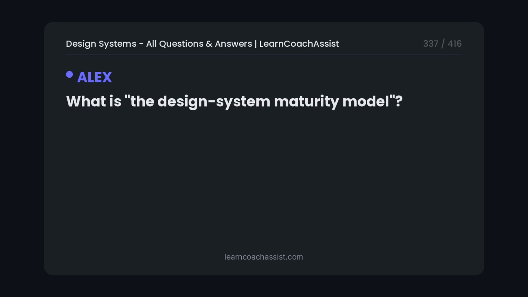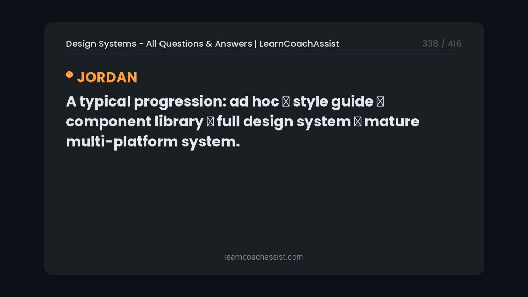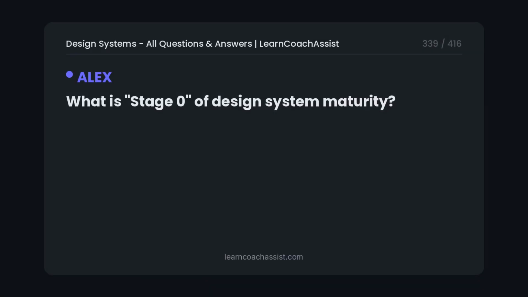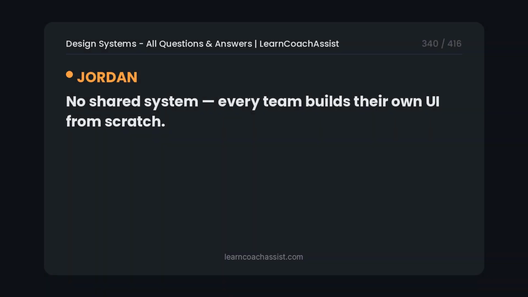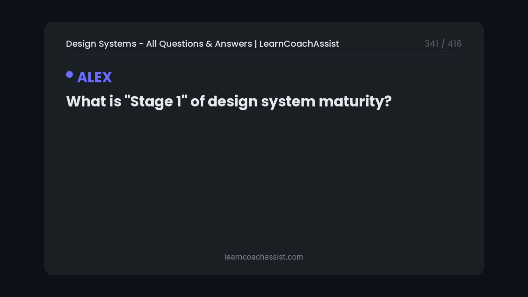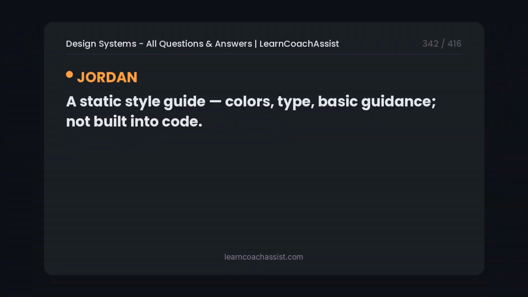What is the design system maturity model? A typical progression: ad hoc, style guide, component library, full design system, mature multi-platform system. What is stage 0 of design system maturity? No shared system, every team builds their own UI from scratch. What is stage 1 of design system maturity? A static style guide, colors, type, basic guidance, not built into code.